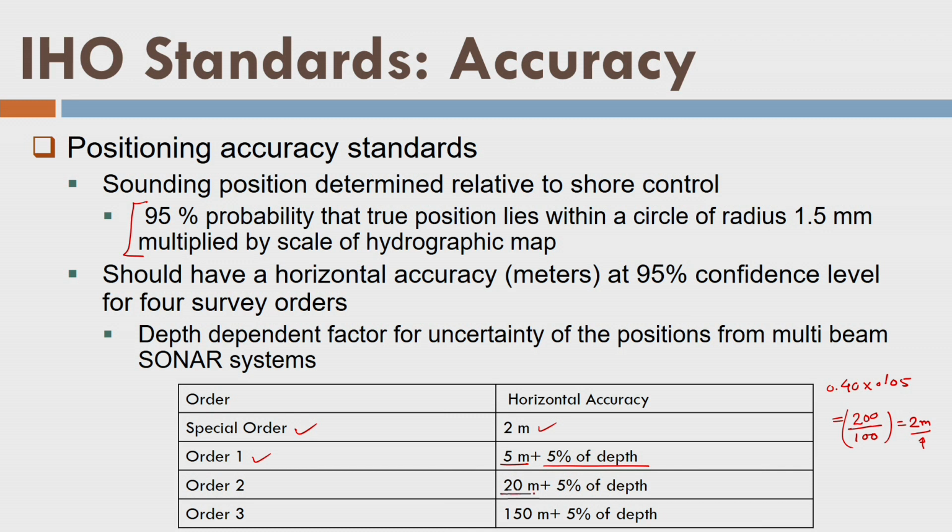Similarly, for order 2 survey we have 20 meter plus 5% of the depth, and for order 3 we have 150 meter plus 5% of the depth. So, this is the way we calculate the possible accuracy level for a given depth. Now, you can see here, if I measure the depth with high accuracy, I can comment on what is the tolerance of my planimetric position.